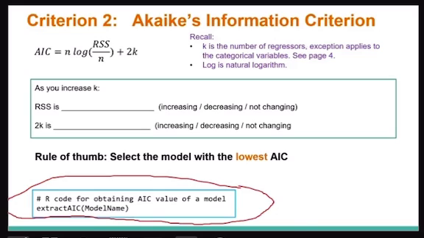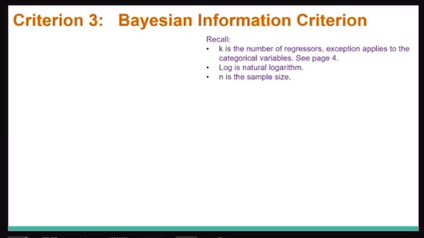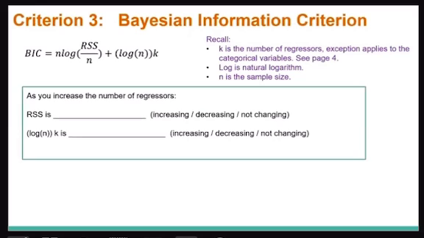Now I'm going to go to the BIC. Look at the BIC. What does it have in the formula? RSS. So the three new formulas, they were just modifying the residual sum of squares. Take a look at that.